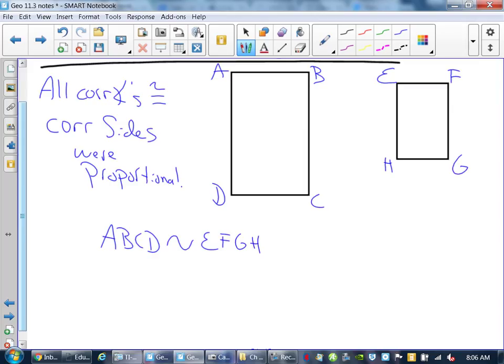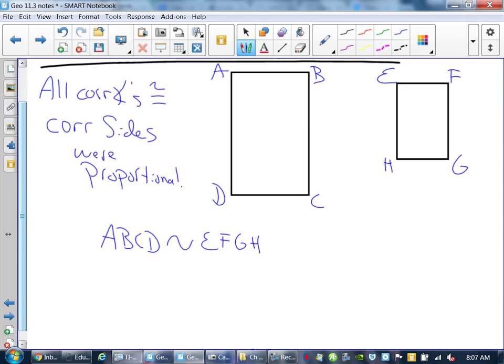So basically, what this says is that angle A matches E, B, F, C, G, D, and H. All of those things match up. The angles themselves match up. It also means that the corresponding sides have the same ratio.